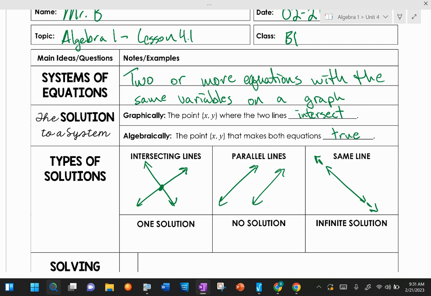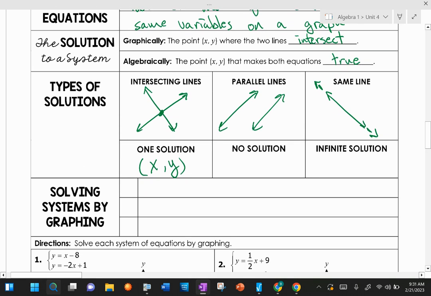Intersecting lines have how many solutions? Just one, where it intersects. Parallel lines have how many solutions? 0 solutions. And two lines that are the exact same have how many solutions? Infinite.